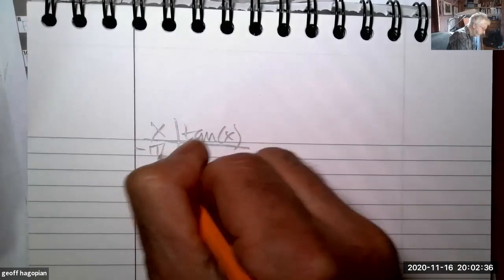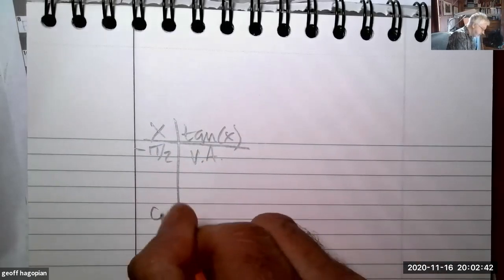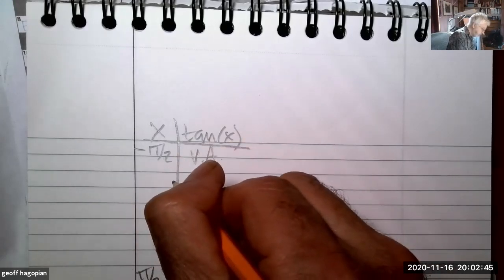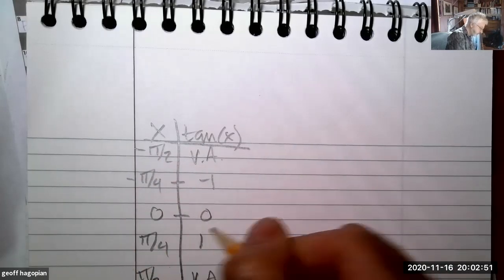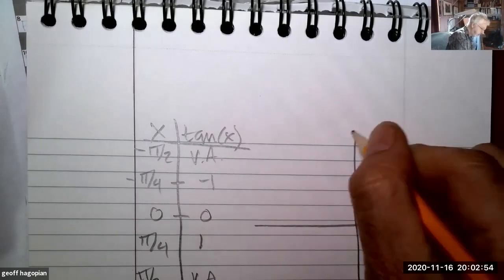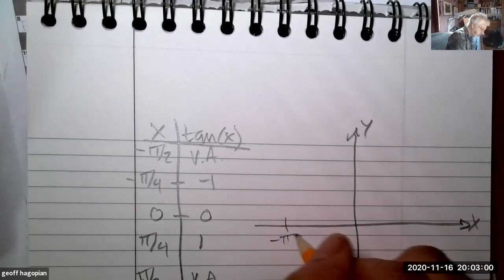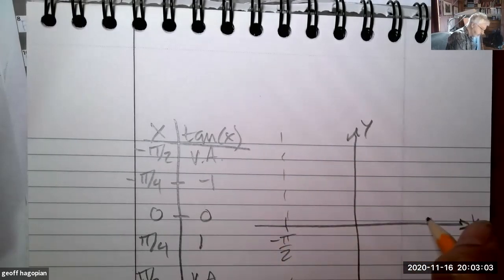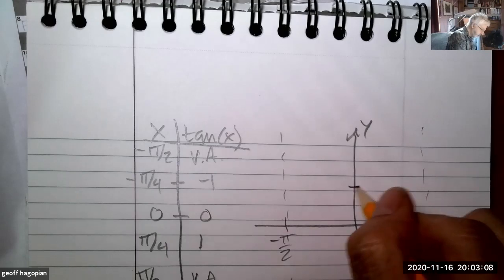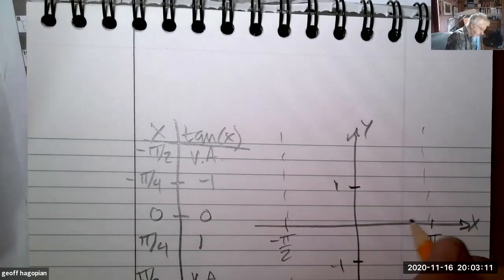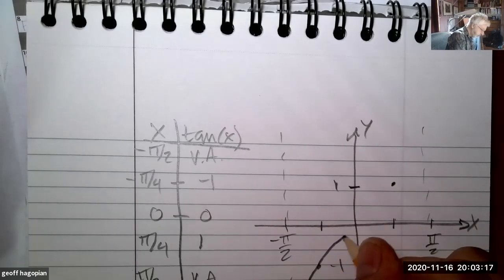So negative pi over 2, that's a vertical asymptote. Pi over 2, that's a vertical asymptote. In between, at negative pi over 4, you got negative 1. Positive pi over 4, you got positive 1. Make a quick sketch of that. So here is negative pi over 2, that's a vertical asymptote. And here's pi over 2, that's a vertical asymptote. And let's say here's 1 and negative 1. So here's pi over 4 and negative pi over 4. And the curve looks like this, right?